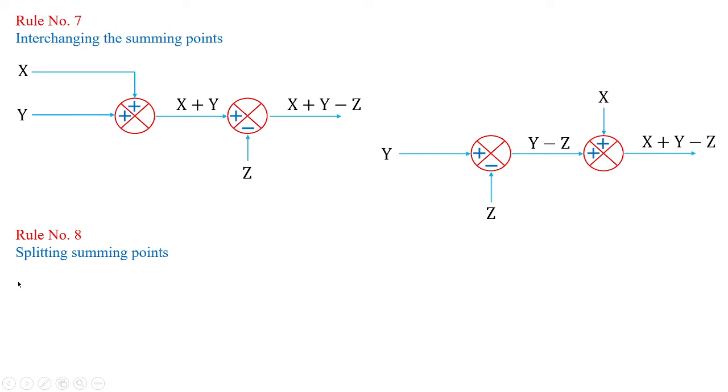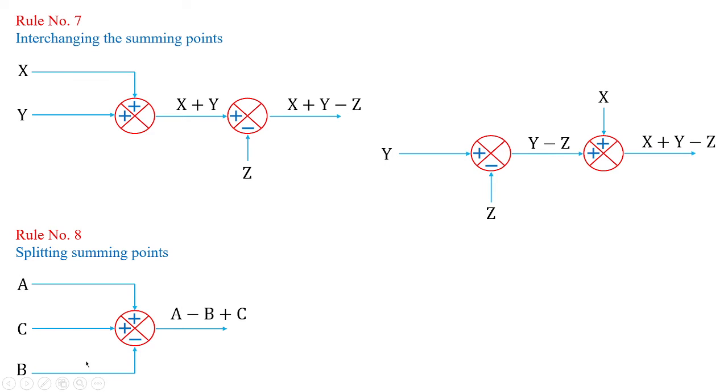Now, rule number 8 is splitting summing points. So you see here you have plus, plus and minus. In one summing point you have three parameters: parameter A, parameter B, parameter C. It is given randomly as the addition subtraction position. So the resultant would be A minus B plus C. According to this summing point representation, with these inputs A, C, B, added to the summing point will result in A minus B plus C.